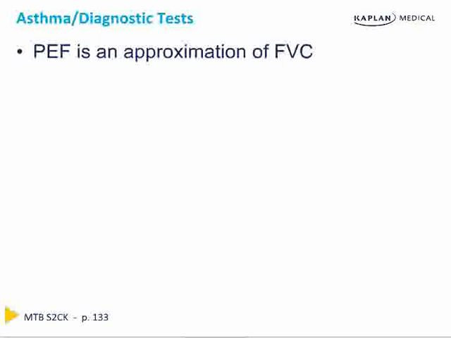Remember, peak expiratory flow is basically an approximation of the forced vital capacity. So if you see a patient who has severely decreased peak expiratory flow, you can assume that they're not able to get much air out of their lungs. The degree of obstruction is quite severe.